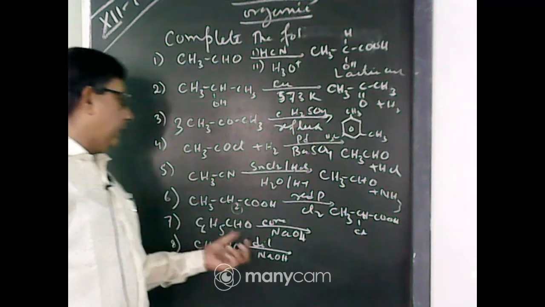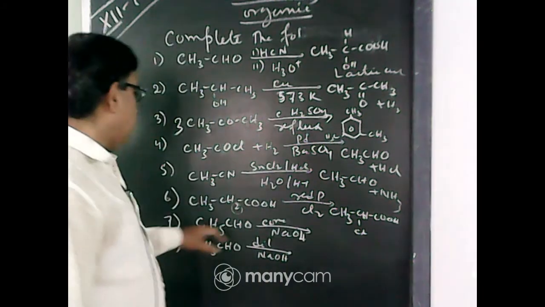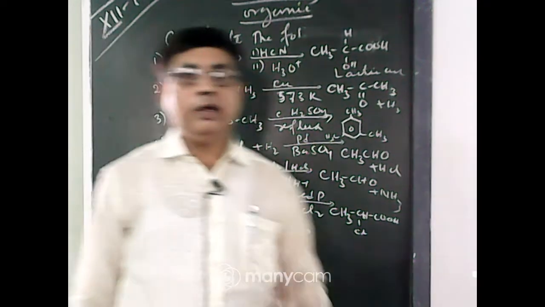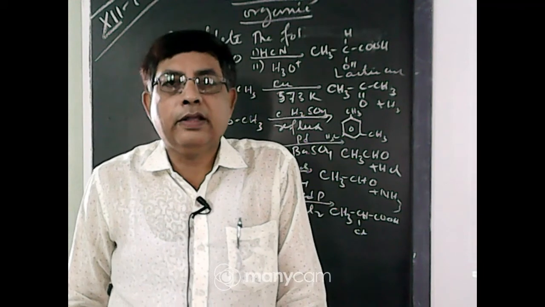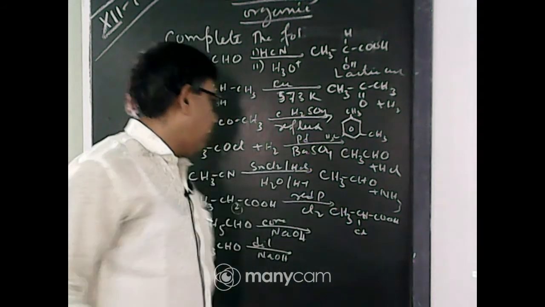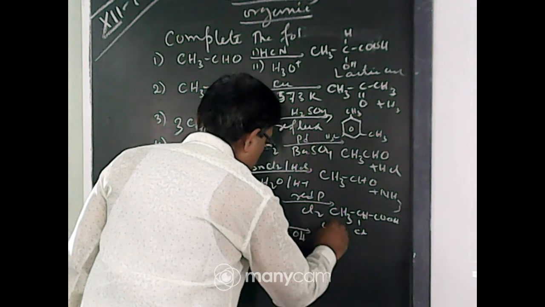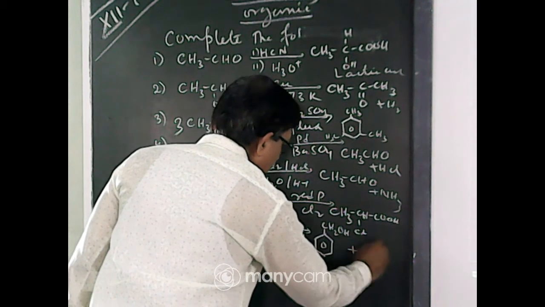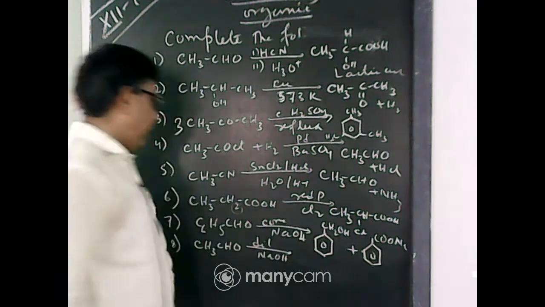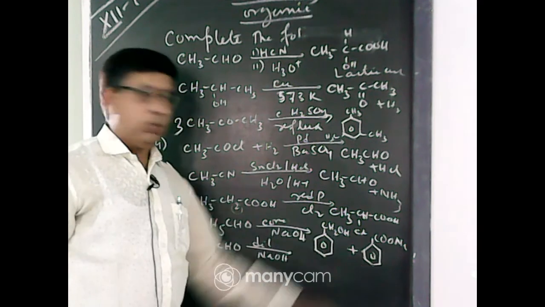Concentrated NaOH, benzaldehyde is heated with concentrated NaOH. This is also a name reaction. Benzaldehyde has no alpha hydrogen atom. An aldehyde having no alpha hydrogen atom, when heated with concentrated alkali, undergoes self-reduction and oxidation to form alcohol and acid, and the reaction is known as the Cannizzaro reaction. The product is benzyl alcohol, C6H5CH2OH, and sodium benzoate, C6H5COONa. One molecule is reduced to alcohol and one molecule is oxidized.